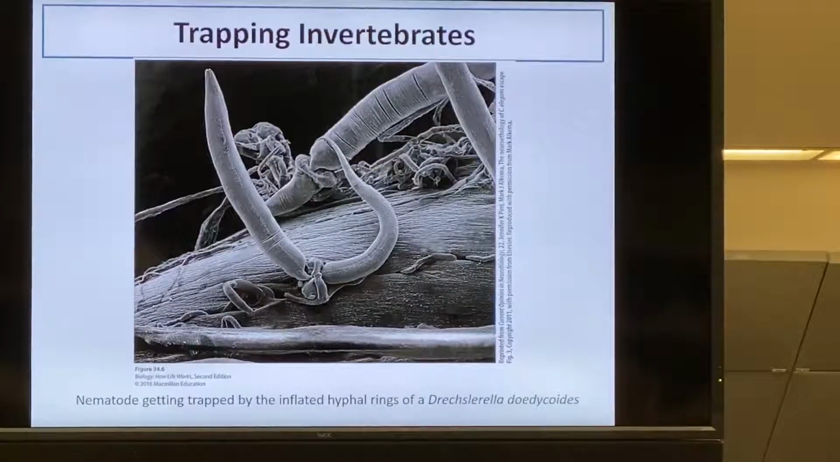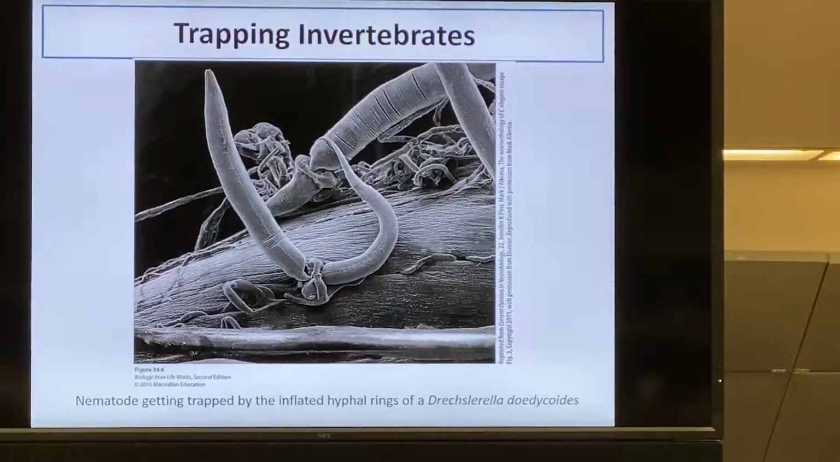This is a slide that blew my children's minds the other day. They happened to be walking by when I was prepping. So this is actually a worm being trapped by hyphal loops. Again, these organisms are kind of amazing with the way that they can grow and what they can grab onto.